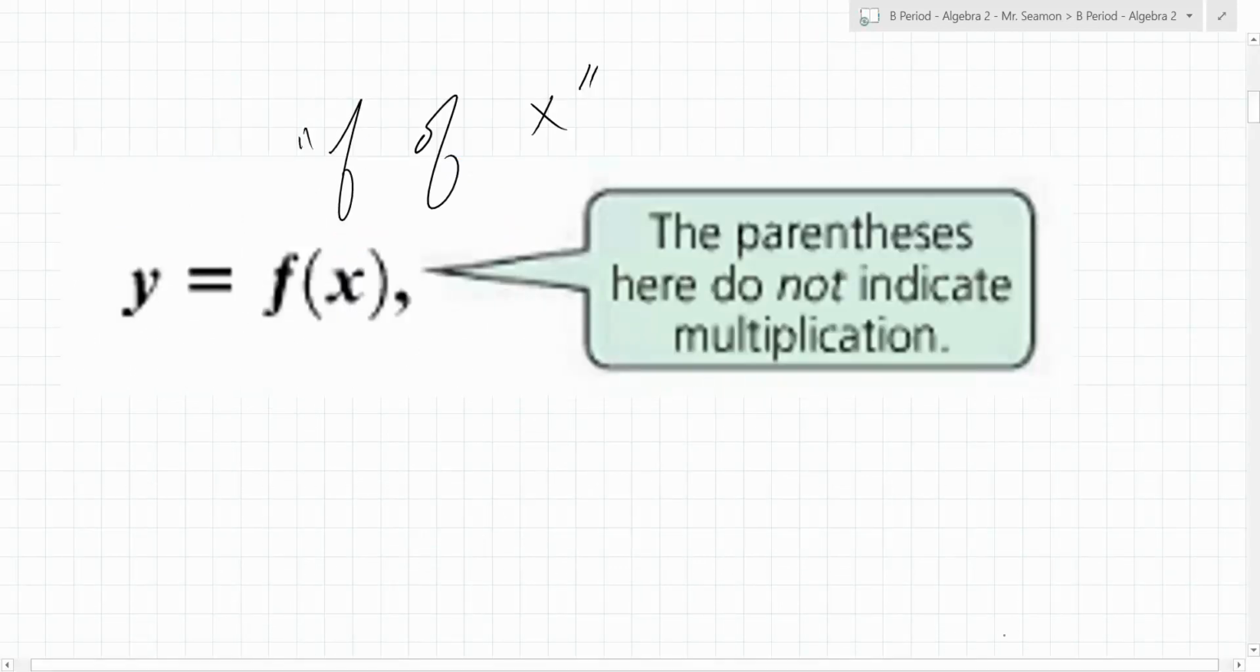So the big point here is that we're just giving the function a name. And in this case, we're giving the function the name f. And the way you say it is f of x. And remember, this is not multiplication. This is just a new name for the function. All the rules that we knew before still apply.